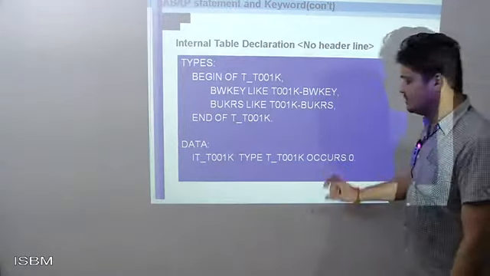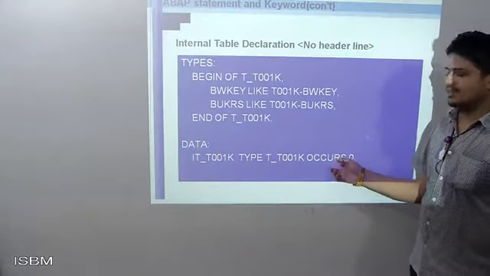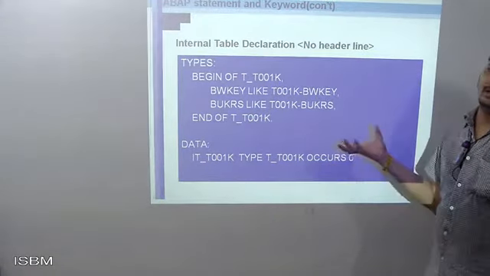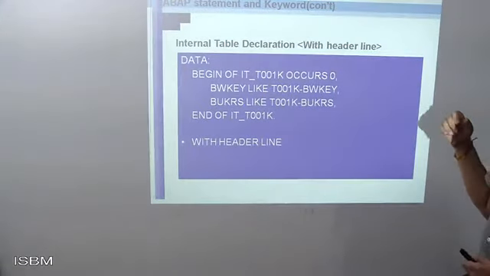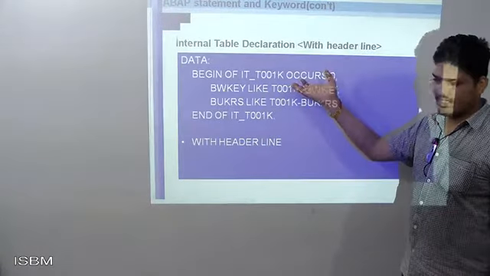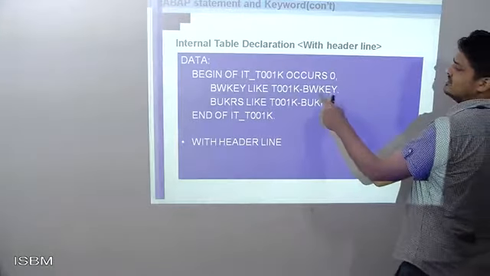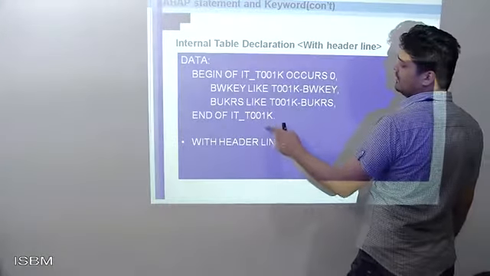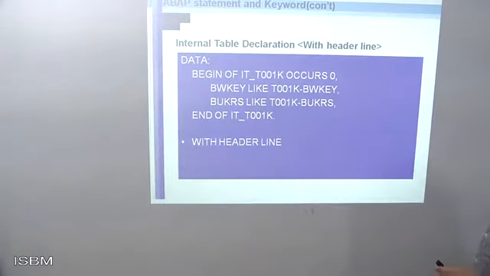Okay, OCCURS 0 is basically obsolete now, we are not using it. Previously we were using OCCURS 0. It fetches the data directly into memory. This is a direct way of fetching the data. Nowadays we are using this concept. So DATA: BEGIN OF this OCCURS 0, the table, and with header line. That was without header line, this is with header line.